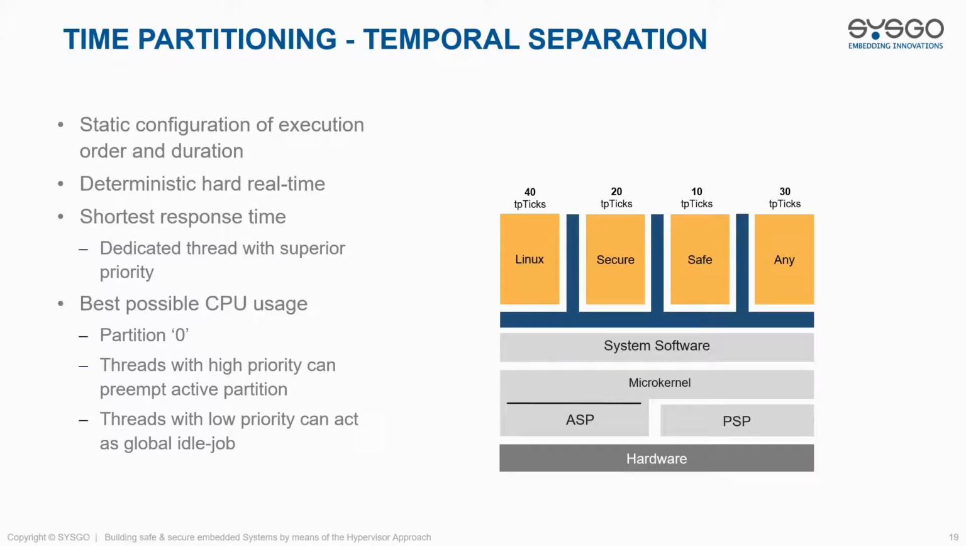Let's talk a little bit more about temporal separation by means of time partitioning. You statically configure the order of time partition windows, and the time will then be statically assigned to the corresponding time slot. That means if you start the system, there will be a periodic pattern, also called major time frame, starting with a Linux kernel in this example. It will get 40 time ticks, then the system will do a context switch and start the secure partitions, followed by the safe partitions. And if you have set up a system with more operating systems, then there will be another system running as well.